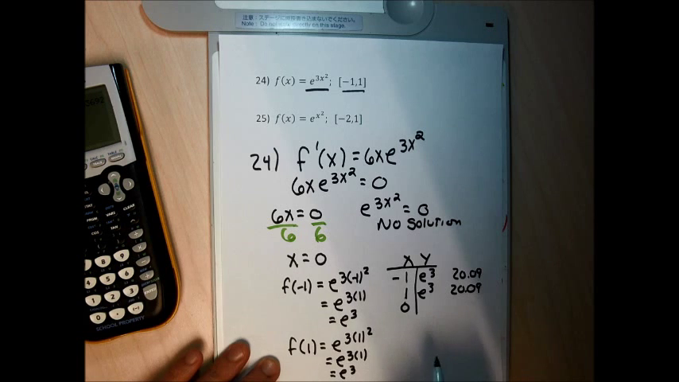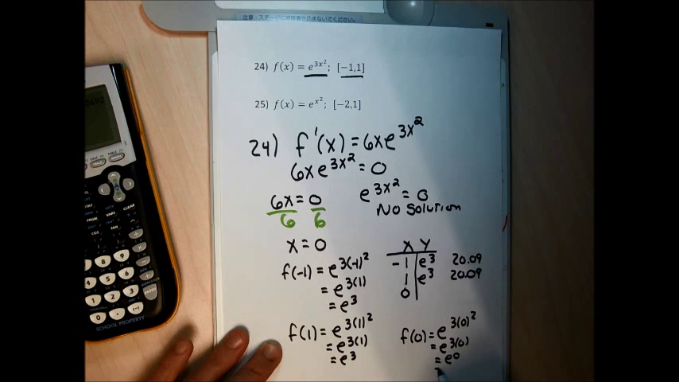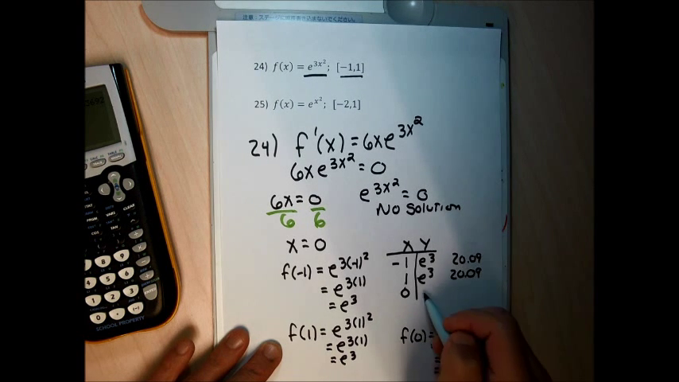Lastly, I'm going to plug 0 in and do f of 0. That's going to be e to the 3 times 0 squared. That's going to be e to the 3 times 0 because 0 squared is 0. And 3 times 0 is 0. That gives me e to the 0. And e to the 0 power, just like anything to the 0 power, is equal to 1.